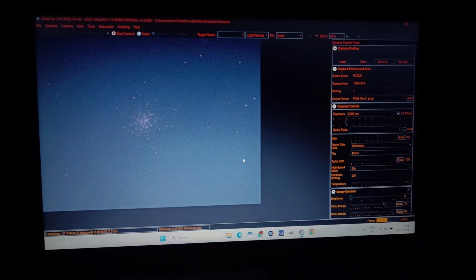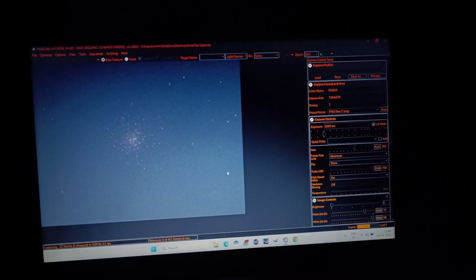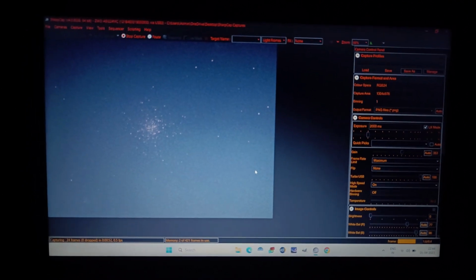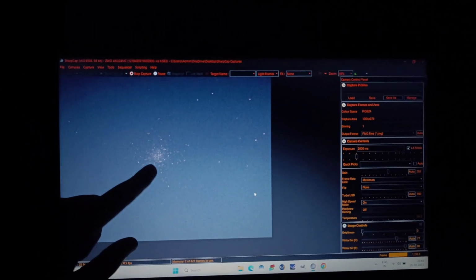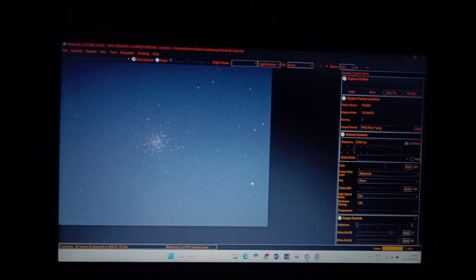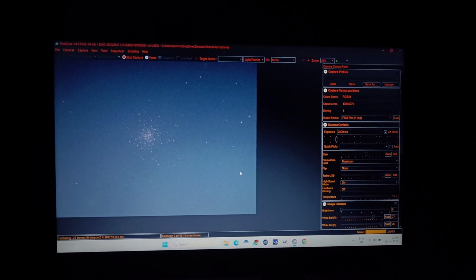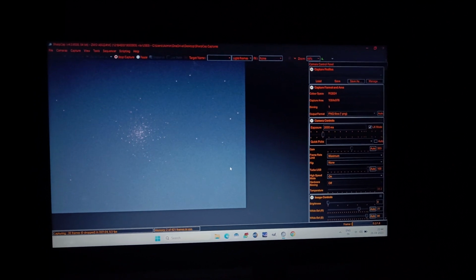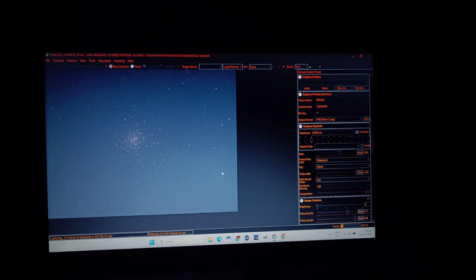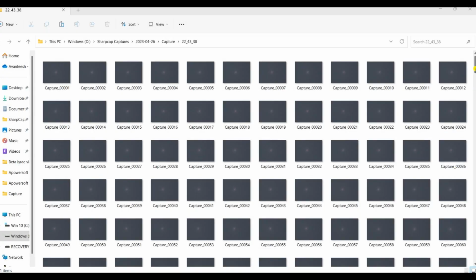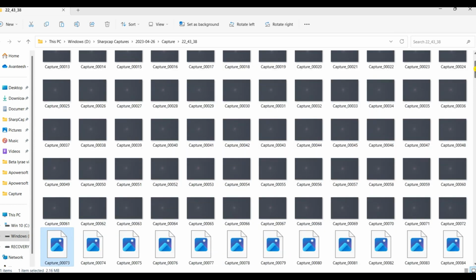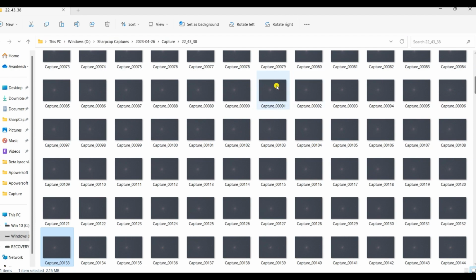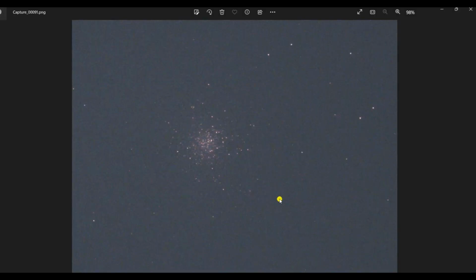Cluster. Again, I have a lot of bugs biting me around, but a pretty clear sky today and a very nice view of the globular cluster at such short exposures. So I'm gonna catch about 500 of these images and combine them. That would be a total exposure time of 20 minutes, which is not that bad, you know.